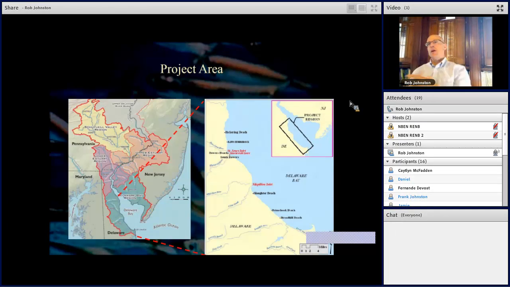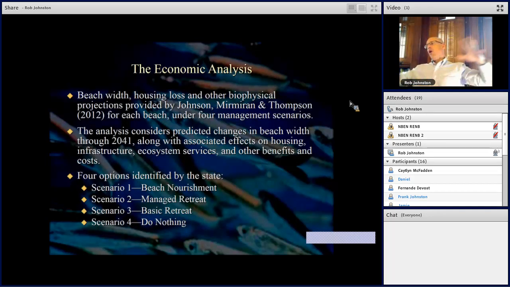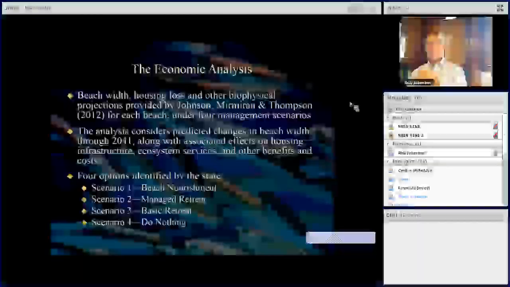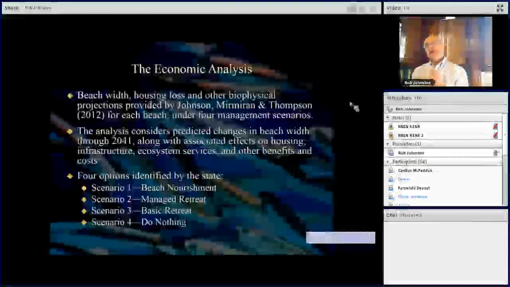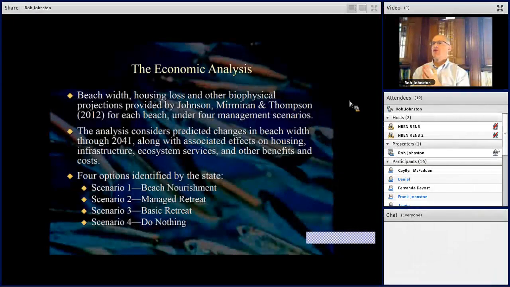This is just an illustration of the project area. In the Northeast U.S., there's Delaware right there, and it's a portion of Delaware Bay. There were 7 communities we looked at: Pickering Beach, Kitshummock, Slaughter, and a set of other ones. What the economic analysis did was look at all the potential benefits and costs, things that would be gained and lost, as a function of 4 different options that the state could do. I'll talk about what those options are.